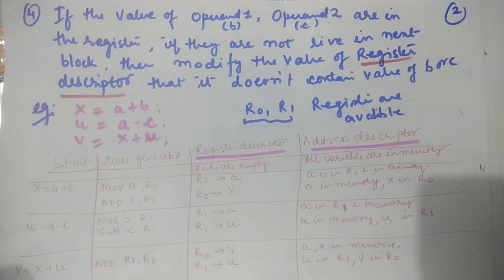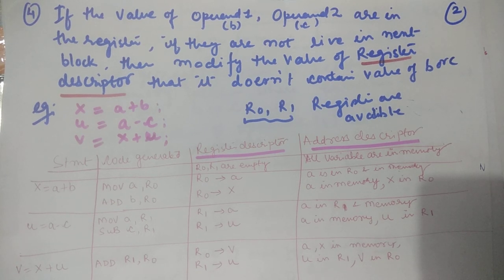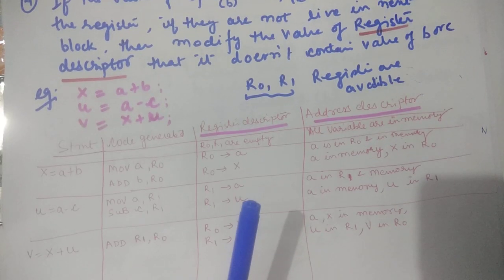But if your variable is going to be live in the next block, then we are not going to modify the value of this register descriptor. So let's take an example for this one. It's an important one.